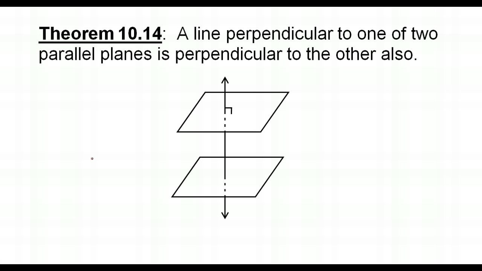This theorem goes along with the last one. The picture actually looks the same, doesn't it? It says a line perpendicular to one of the two parallel planes is perpendicular to the other also. So if I know this one is perpendicular to this plane, and if these planes are parallel, I know it must also be perpendicular to this plane.